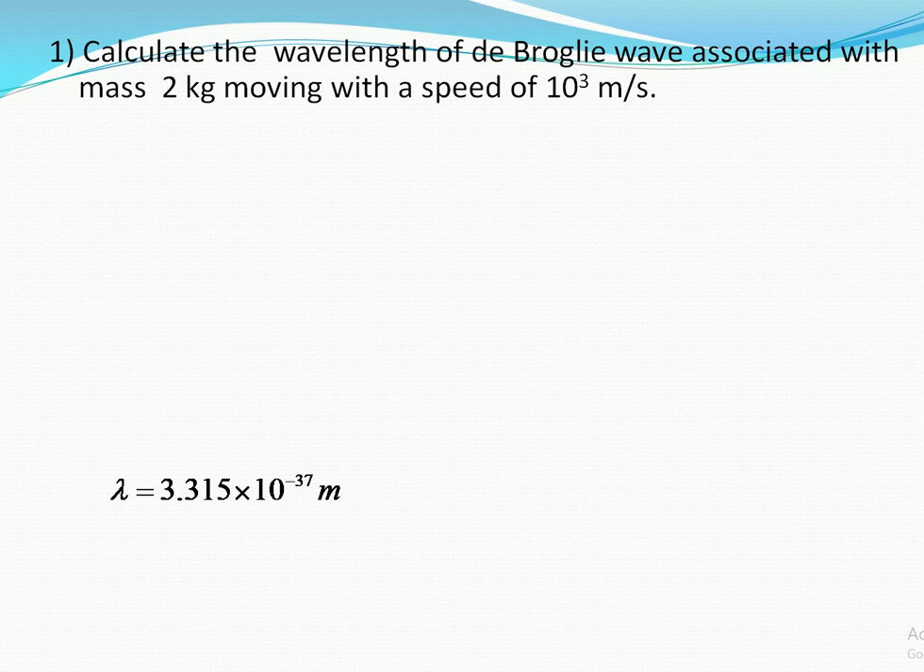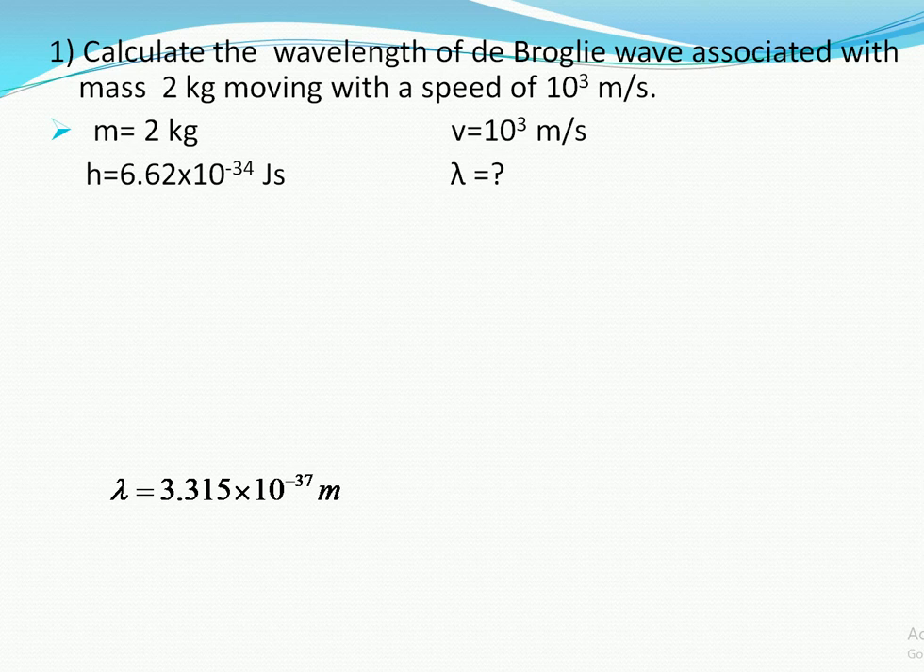In this numerical, mass is given, that is 2 kg, velocity is 10 raised to 3 meter per second. Planck's constant has the value 6.62 into 10 raised to minus 34 joule second, and we have to calculate the wavelength. The formula, according to de Broglie, is the wavelength of matter wave lambda is equal to h upon p, but p is equal to mass into velocity, therefore lambda is equal to h upon mv.